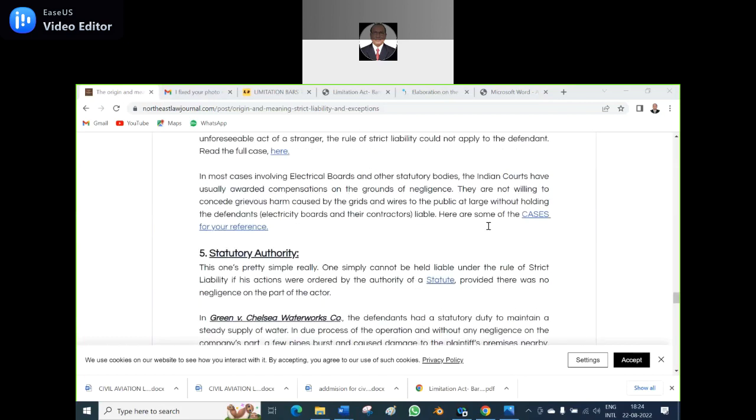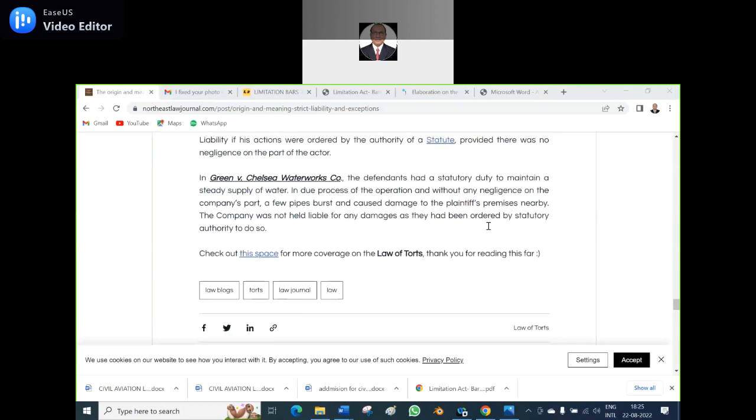That is the case law: London South Western Railway Company. I think it is Lloyd versus, if I am not mistaken. So that is the case law: with negligence on the part of the railway, the statutory authority defense cannot be taken.